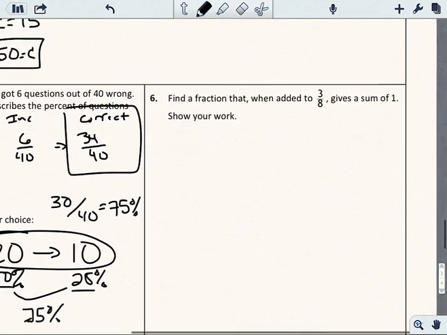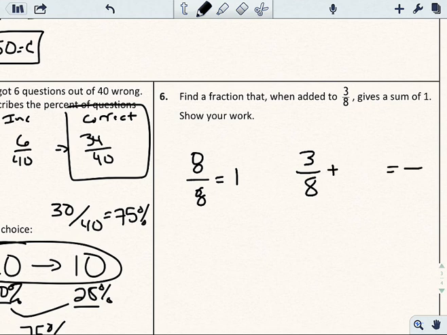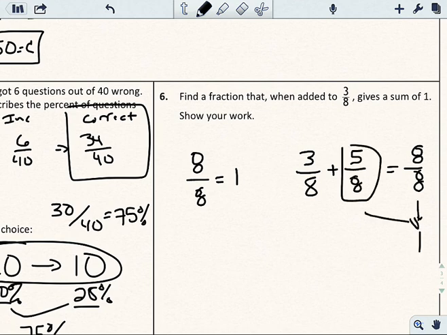Find a fraction that, when added to 3/8, gives you a sum of 1. Well, here's the thing. I know 8 out of 8 equals 1. So I have to add something to 3 out of 8 so I end up with 8 out of 8. Well, 3 parts out of 8 plus an additional 5 parts out of 8 would give me 8 out of 8, and therefore also give me 1. So 5 out of 8 is your answer.